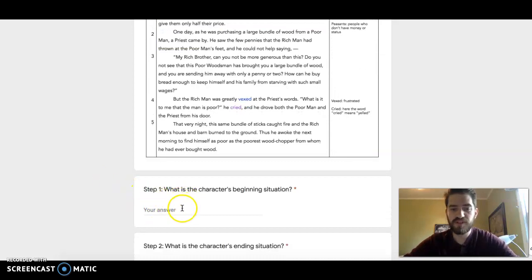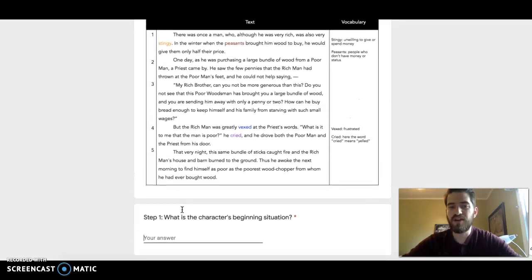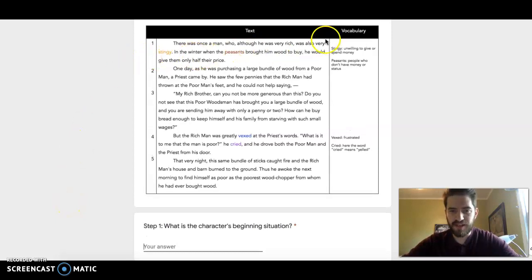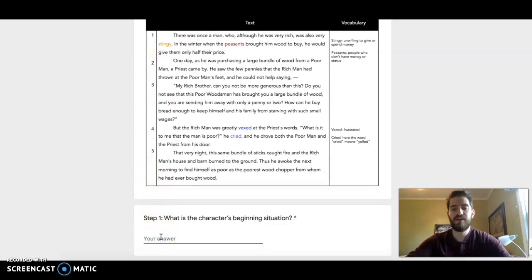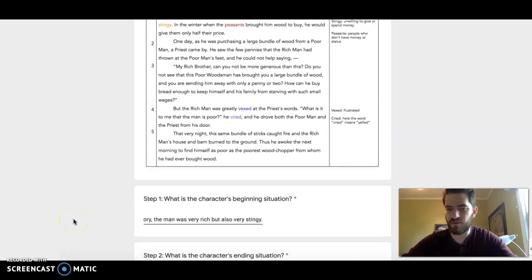So step 1, what is the character's beginning situation? So I know that the rich man in the story was kind of the main character. So I'm going to look back at the beginning and see what they said about him. It says, there was once a man who, although he was very rich, was also very stingy. So I'm going to say, at the beginning of the story, the man was very rich, but also very stingy. You can use your own words there, but that's the idea that we're looking for.